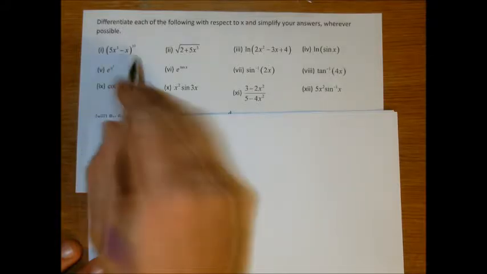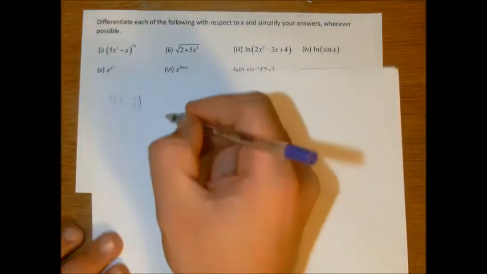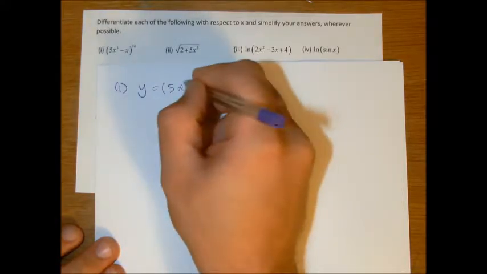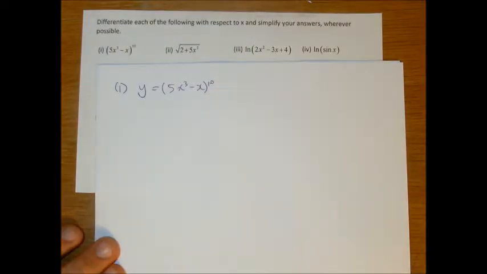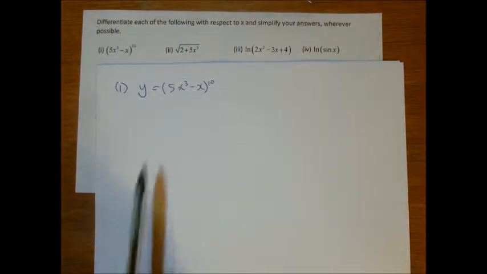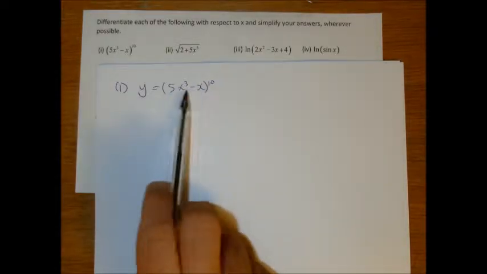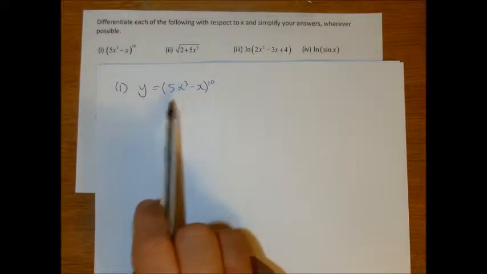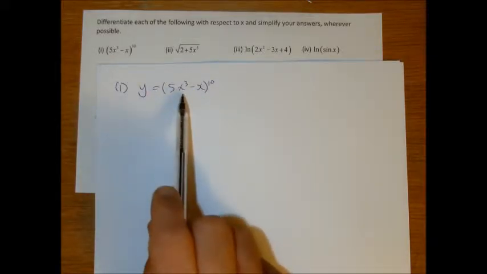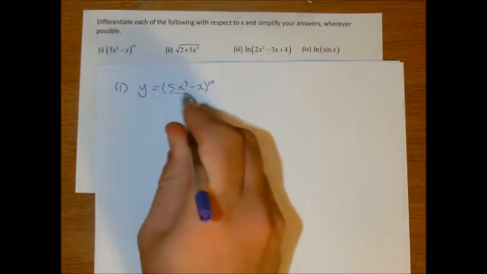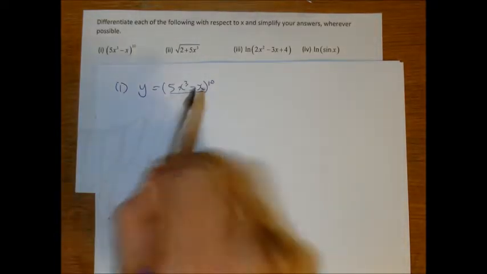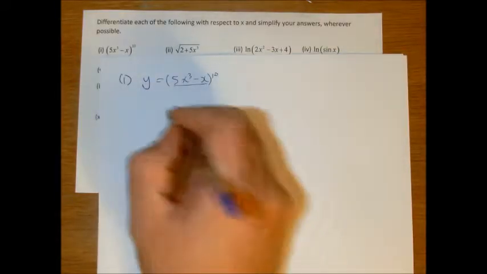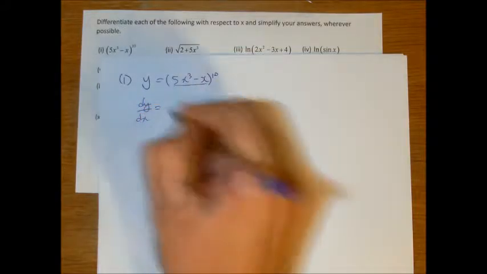When you have this question, you should always, in the exam, write it as y equals, y equals (5x cubed minus x) to the power 10. Obviously you've got a straightforward function here, but it's in a bracket to the power 10. So we need to think of this as a function of a function. The inside function is 5x cubed minus x, and the outside function is the bracket to the power 10. When you differentiate a function of a function, you differentiate the outside function first.